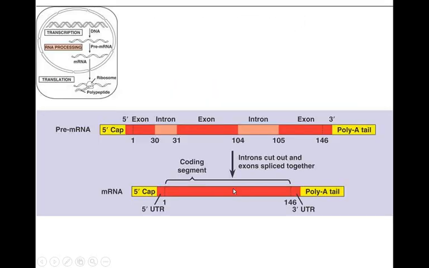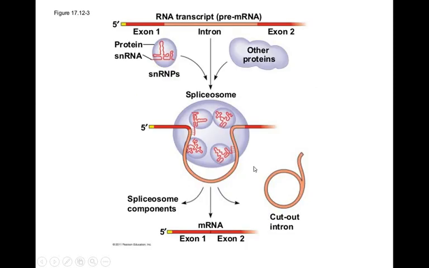And how do we do that? Okay, so let's take a look here. Once again, exons stay in, introns are out. We're going to push out these introns, keep the exons, and put them together. How do we do that? It's through spliceosomes, and it's through snRNPs.